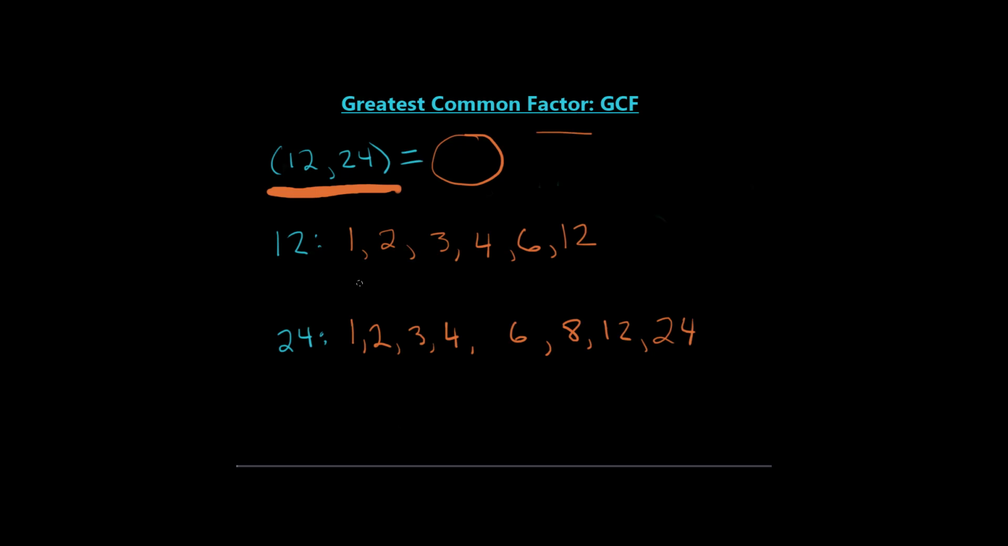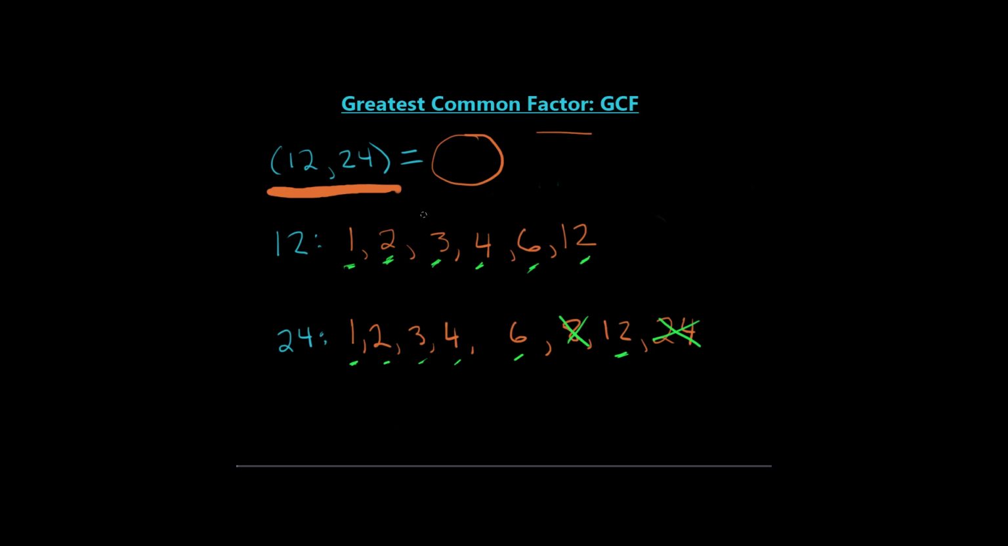Now we want to say which one of these is the same, which one is common, which one do we have in both columns. So let's take a look. We have a 1 and a 1. We have a 2 and a 2, a 3 and a 3, a 4 and a 4, a 6 and a 6, 12 and a 12. So we didn't have an 8 in both. We don't have a 24 in both. So those ones are out of here.